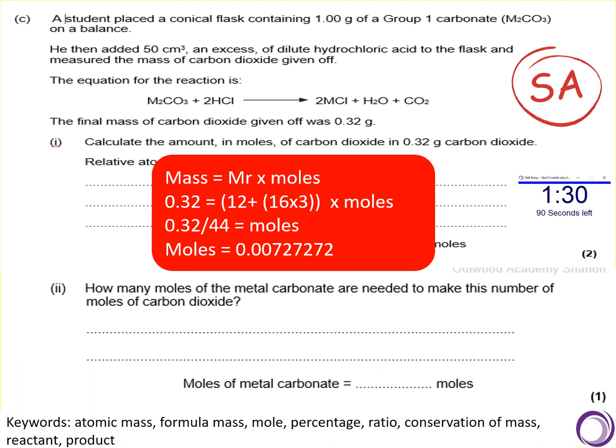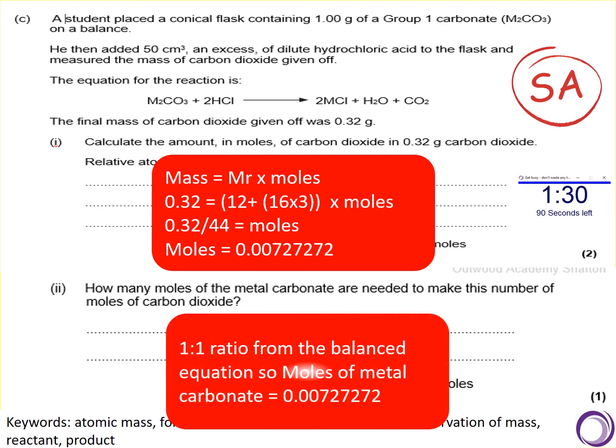So that's 0.32 divided by 44, and it comes out as 0.007272727272. Now, at that point, I would not round that because we're going to need that later on. But how many moles of the metal carbonate are needed to make this number of moles of carbon dioxide? We look back at our balanced equation and we realise that it's a 1-to-1 ratio. So therefore, it's exactly the same number of moles of the metal carbonate.